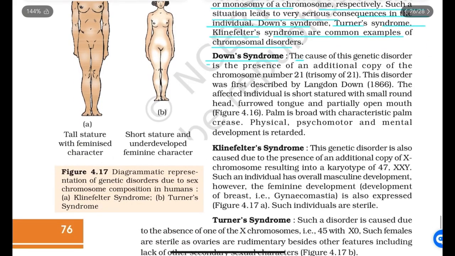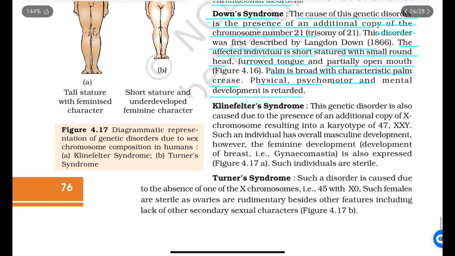Down syndrome. The cause of this genetic disorder is the presence of an additional copy of chromosome number 21. This disorder was first described by Langdon Down. The affected individual is short-statured with a small round head, furrowed tongue and partially open mouth. The palm is broad with a characteristic palm crease. Physical, psychomotor and mental development is retarded.